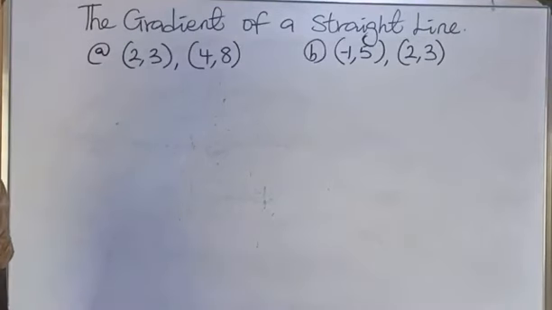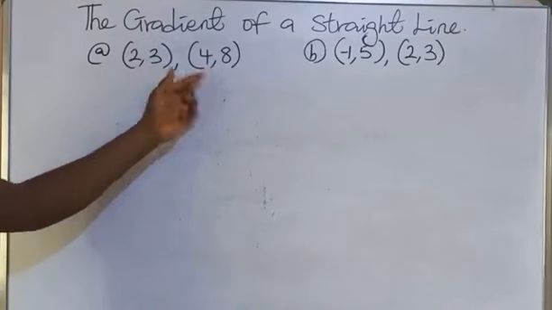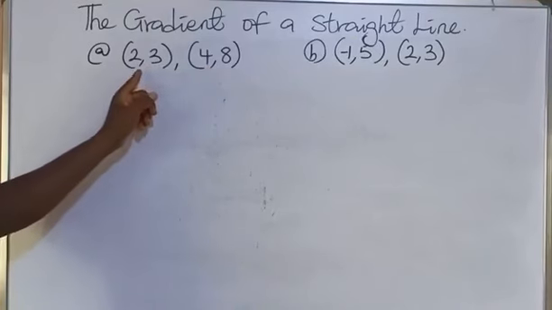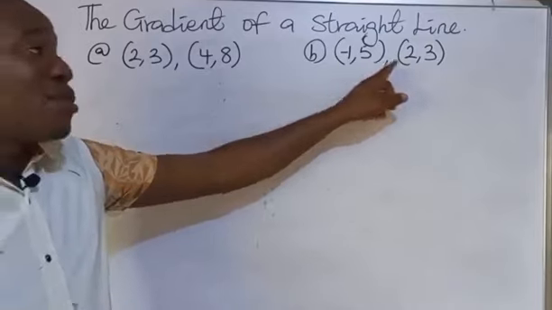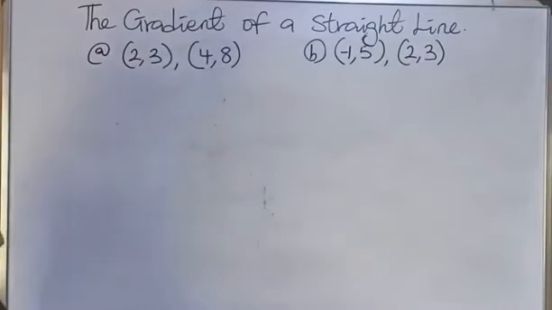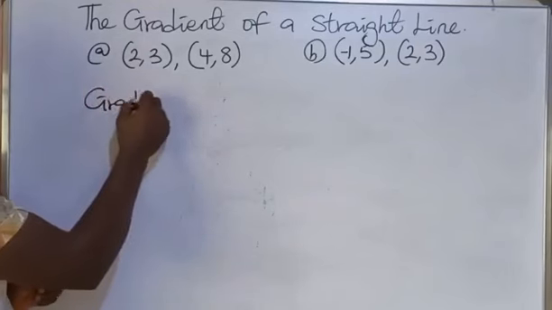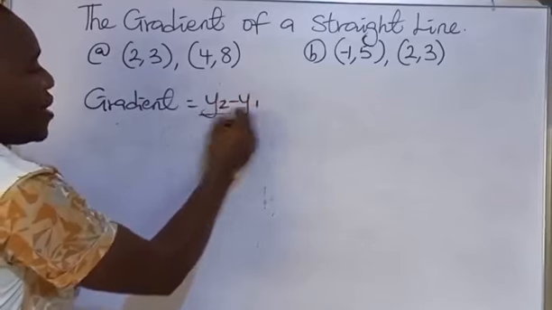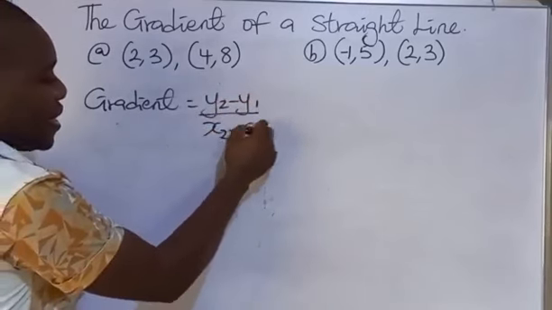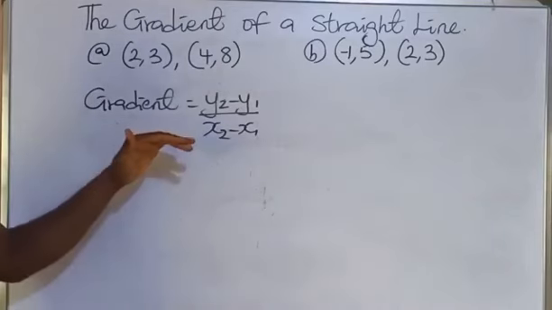Works on the gradient of a straight line. And we have two coordinates given, and we're looking for the gradient of the line which will pass through these 2 points. Similarly, the gradient of the line which will pass through these 2 points. And if you can recall clearly from our last class, we said that gradient is defined as the increase in y to the increase in x. That's the ratio of the increase in y to the increase in x.